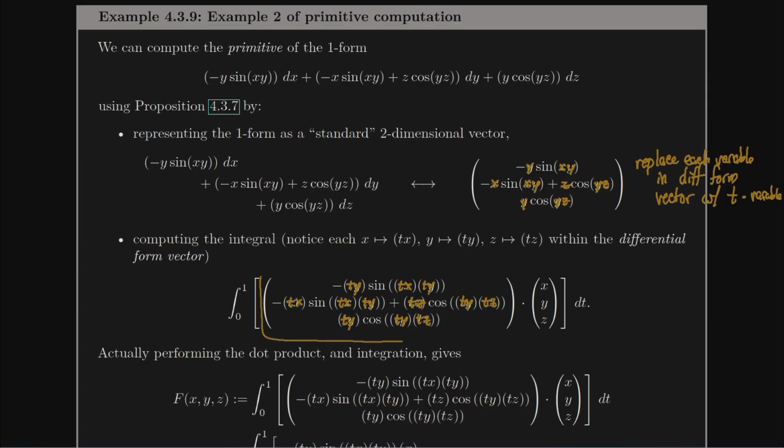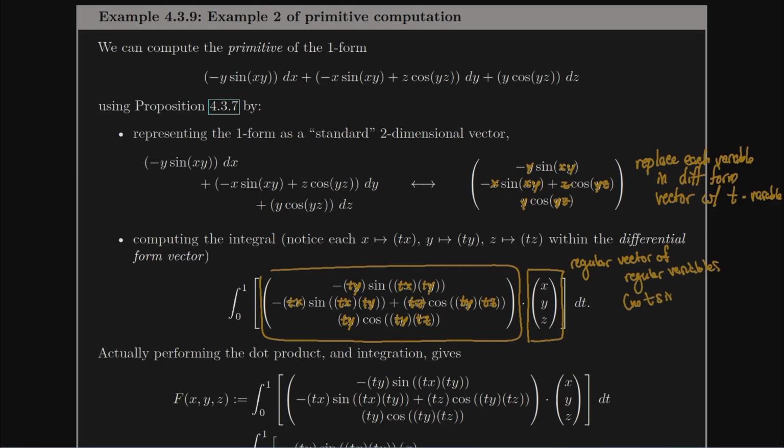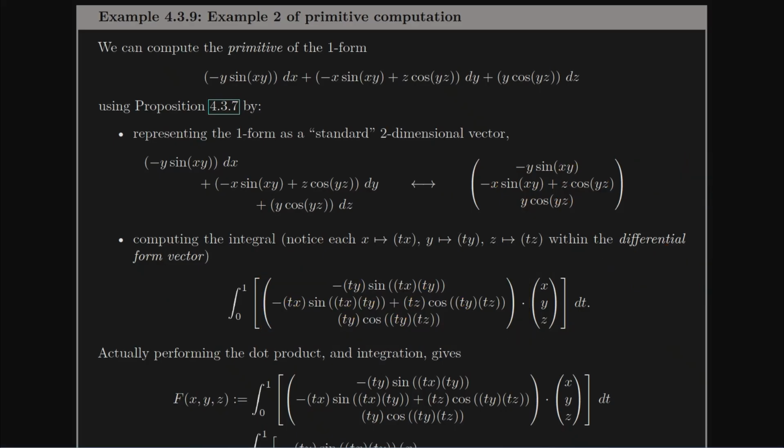That's just in the differential form vector. My other vector, which is just the regular vector of regular variables, has no t on it. No t's inside. So just on the differential form vector, we include t's for each variable. Now I'm going to perform my dot product.